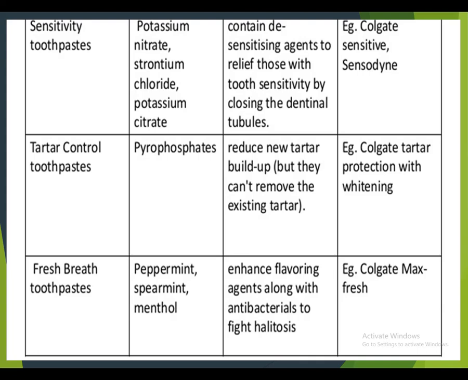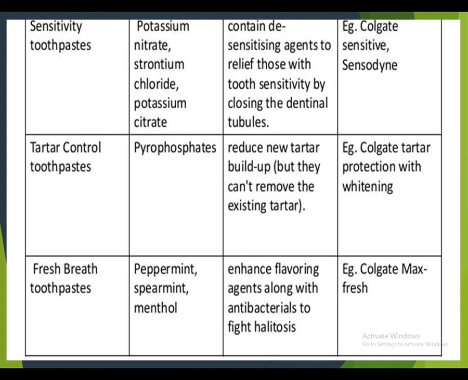Next is sensitivity toothpaste. This paste contains potassium nitrate, strontium chloride, potassium citrate. Sensitivity toothpaste contains desensitizing agents to relieve those with tooth sensitivity by closing the dentinal tubules. Examples of sensitivity toothpastes are Colgate sensitivity toothpaste and Sensodyne toothpaste.